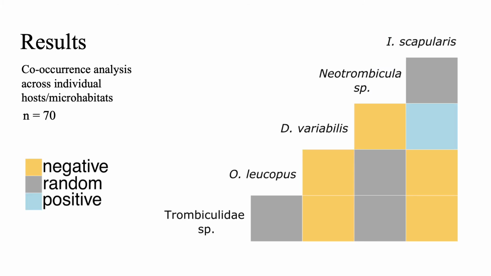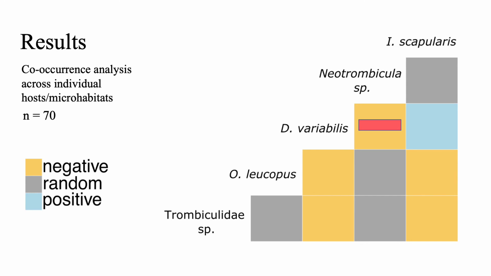Looking across all hosts independent of the population source they came from, several different co-occurrence patterns were found. Black-legged ticks and wood ticks were the only pair to have a positive co-occurrence. And both tick species had negative co-occurrences with trombiculid mites and fleas.